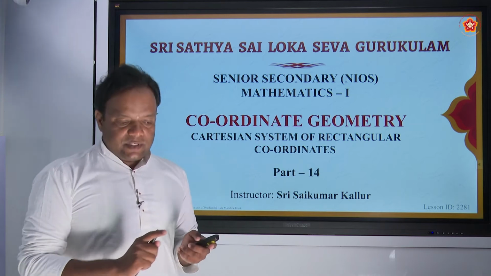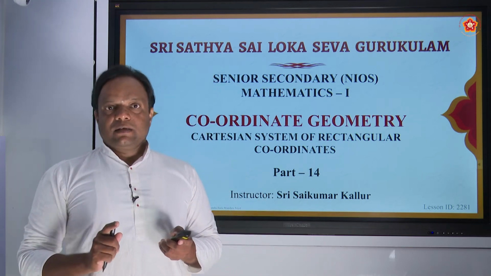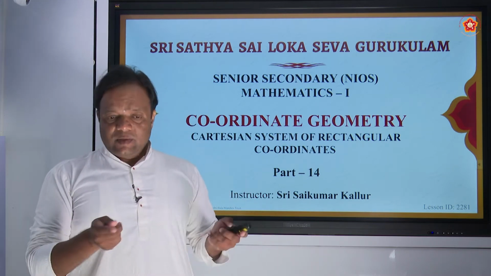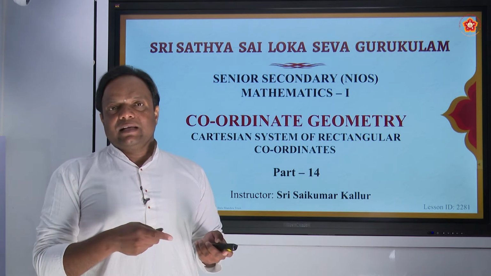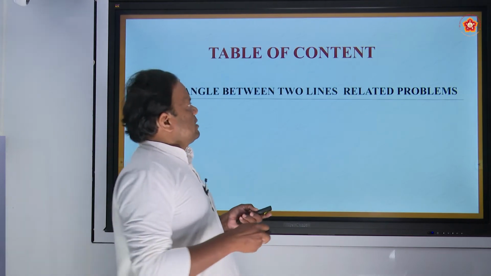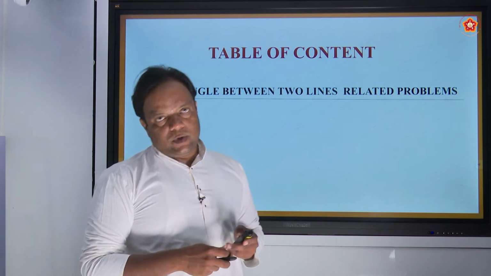In this session, we see some problems. How can we solve them, given some conditions, that is, given the slopes of the lines? Sometimes the slope is not given directly. Given some points, we can find the slope, and then find the angle between two lines. So, angle between two lines and related problems.